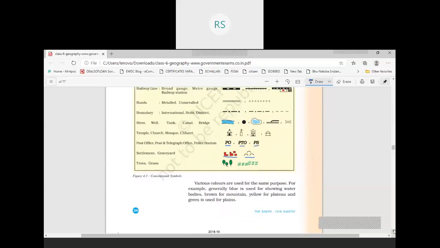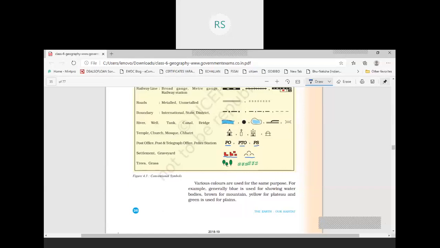So these symbols are used to denote different features, and these different features are actually landmarks. Suppose you say that your house is behind the railway station. The person can reach the railway station very easily, because everyone in the city knows where the railway station is located. So after reaching the railway station he can reach your house also, because your house is behind the railway station. Okay, so these are very important symbols.